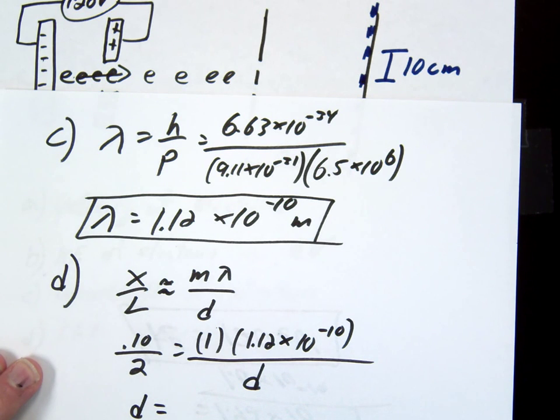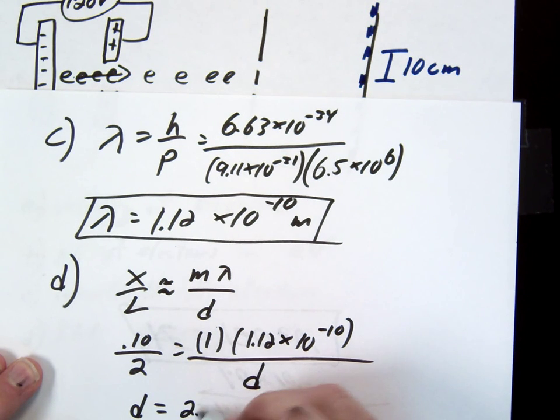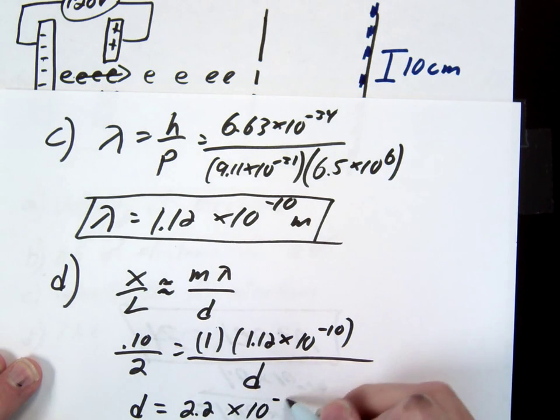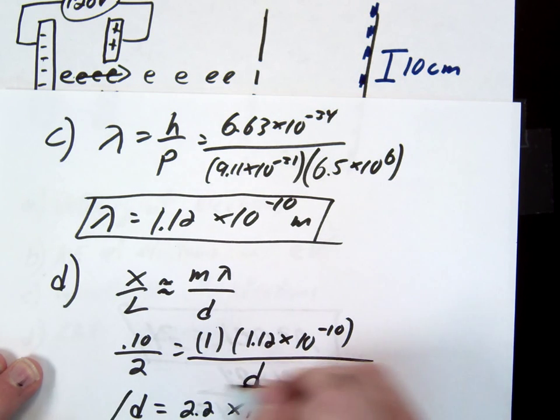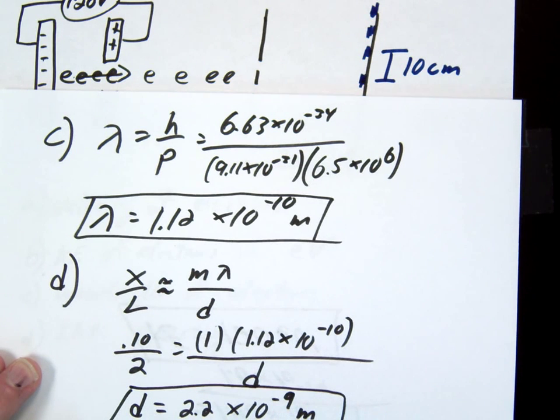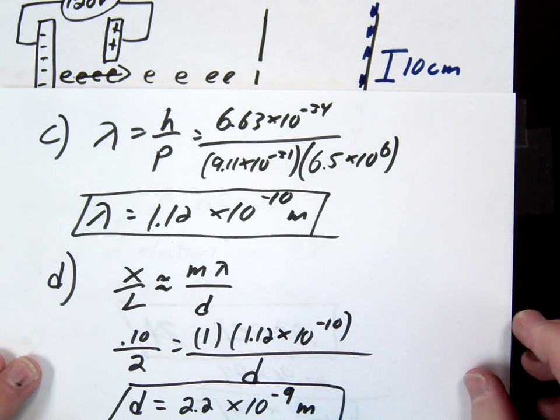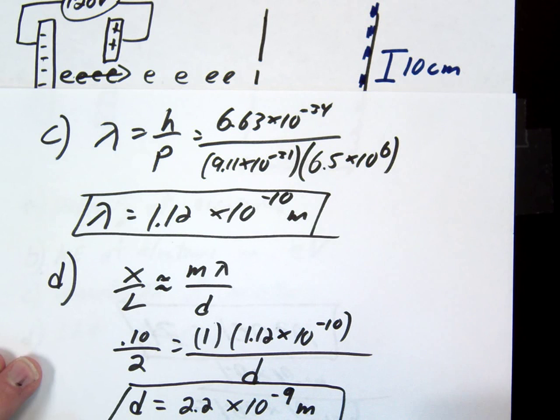What are you guys getting for d? Did you say 9? Okay, look at that, perfect. So that would be the slit spacing here, the distance between them.